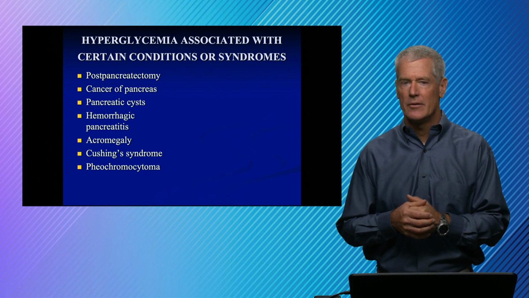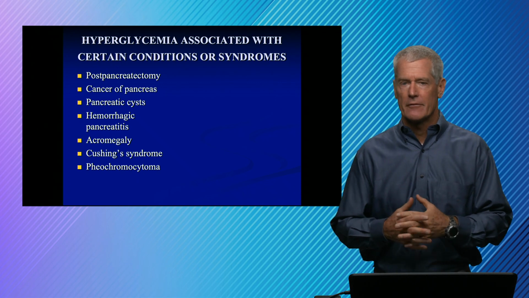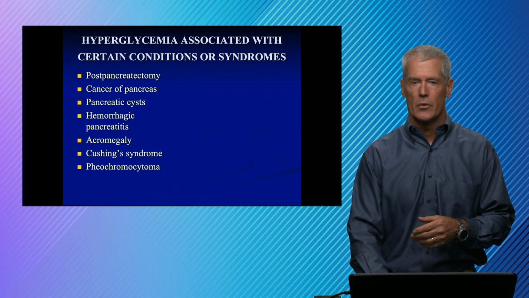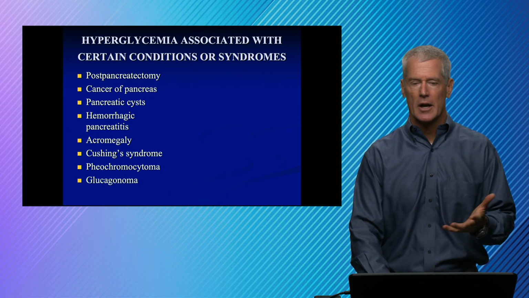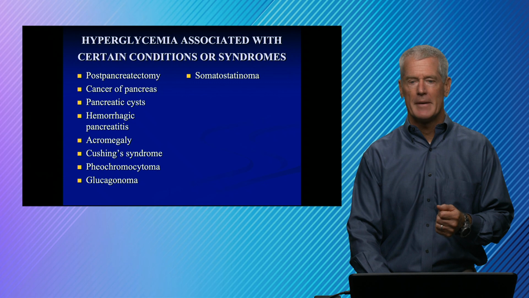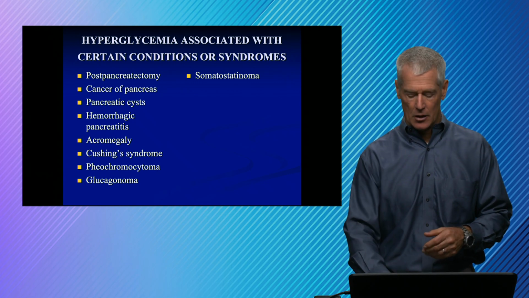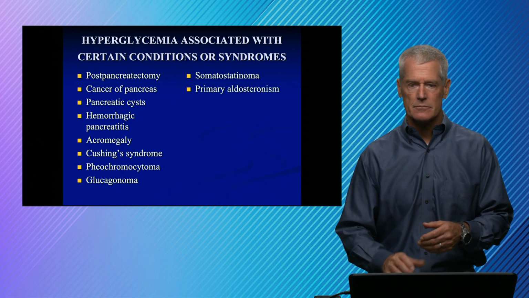Pheochromocytoma is a neuroendocrine tumor that secretes epinephrine, norepinephrine. Both of those act to increase glucose through both gluconeogenesis and glycogenolysis. Glucagonoma makes sense. You have too much glucagon, you get hyperglycemia. Somatostatinoma really blocks the secretion of insulin along with a variety of other things and ends up in hyperglycemia.